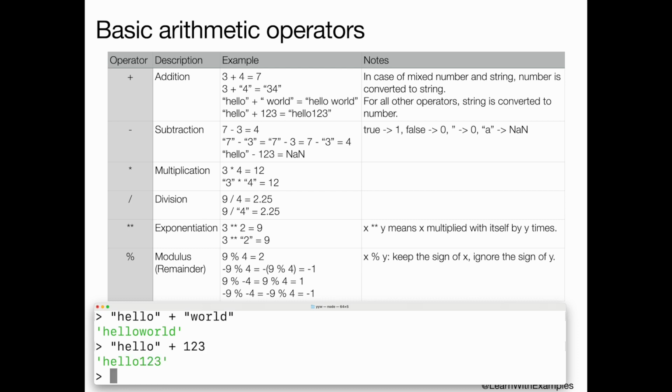For all other arithmetic operations, including subtraction, multiplication, division, and more operations that we'll soon talk about, strings will be converted to numbers whenever possible. If a string cannot be converted to a number, it will result in a value of NaN, which means not a number. A few examples below. 7 minus string 3 equals 4. String 3 times string 4 equals 12. 9 divided by 4 equals 2.25.